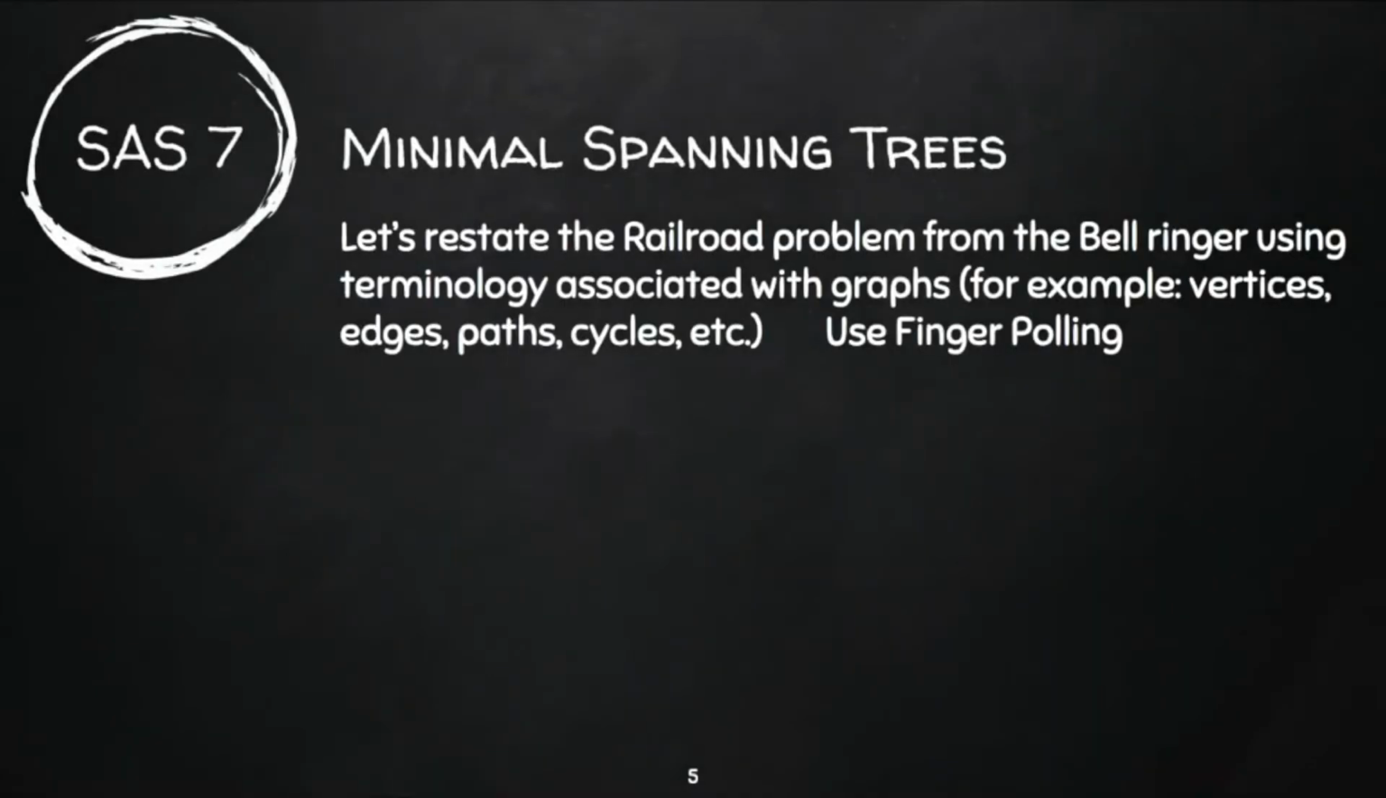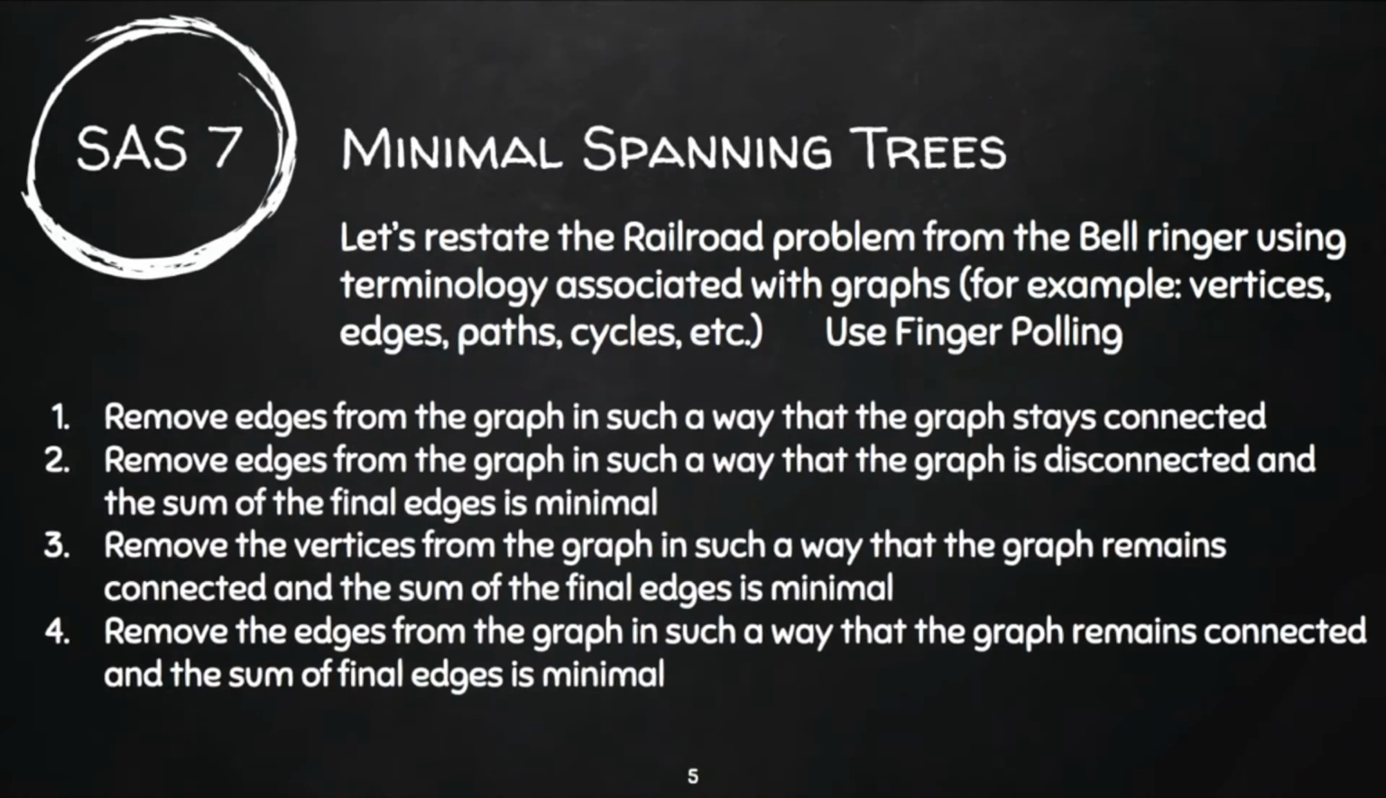All right, minimal spanning trees. Let's talk about that. Let's restate the railroad problem from the bell ringer using terminology associated with graphs. For example, we're going to use vertices, edges, paths, cycles, etc. It says to use finger polling, and that's simple. You vote for one of them, you choose answer 1 with 1 finger, answer 2 with 2 fingers, and so on. So let's look at number 1, see if that works. Remove edges from the graph in such a way that the graph stays connected.